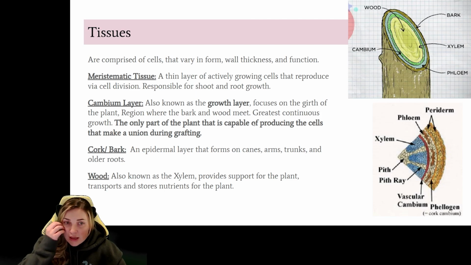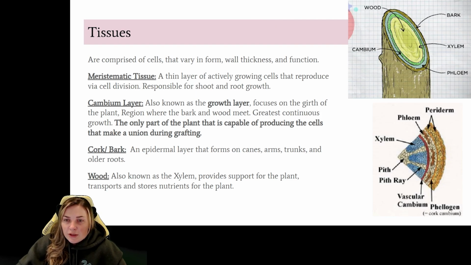Another interesting fun fact about the cambium layer, it's the only part of the plant that's capable of producing the cells that make a union during grafting. So when you take cuttings from one vine and then graft it onto another, you have to have contact with that cambium layer or else the graft will not be successful. We learned about that a little bit in video 303, but just for information here.